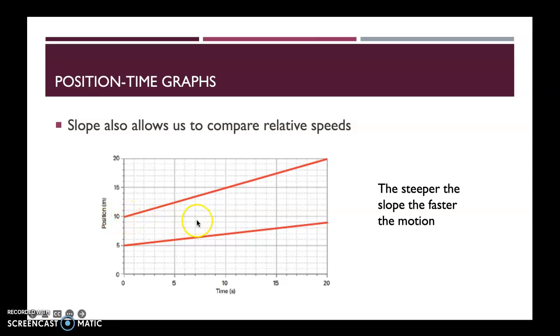Versus this slope, which is definitely steeper, they started at 10 and they get all the way up to 20 in the 20 seconds, which means that they moved 10 meters in 20 seconds. So the more vertical your slope is, the faster the object is moving.